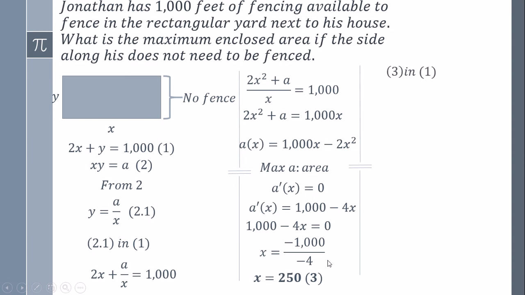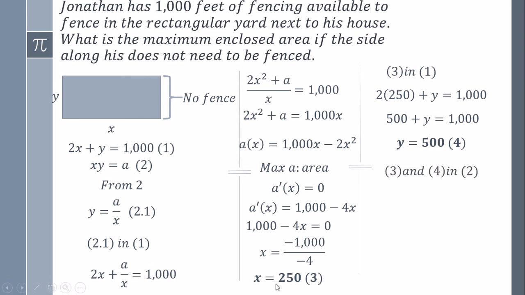Now in order to find the y, I have equation 3 in 1, so it's going to be 250, which is going to be in 1. Remember, this is 1, so it's going to be this part, and I'm going to solve for y. So this is going to be 500. I'm going to pass this 500 to rest here. So I have 1000 minus 500. It's going to be 500.